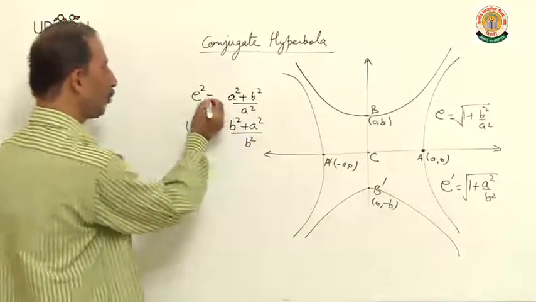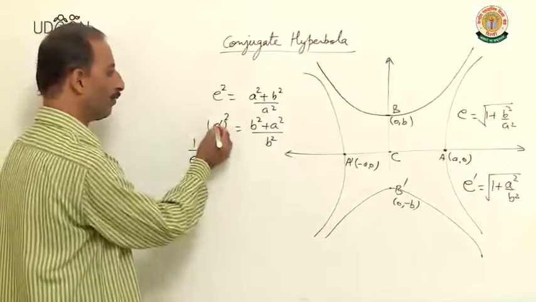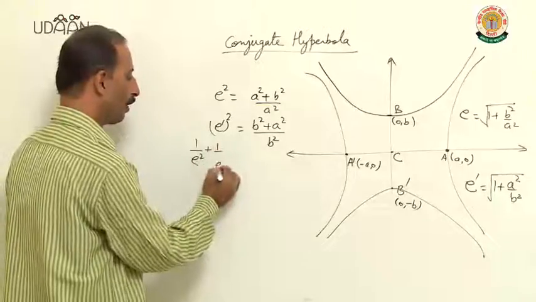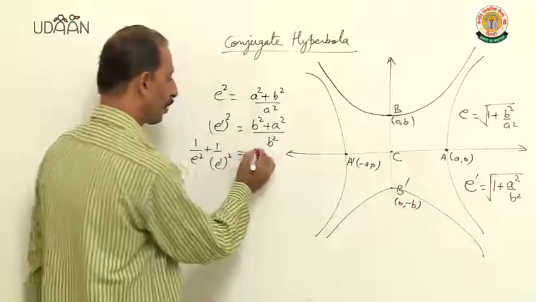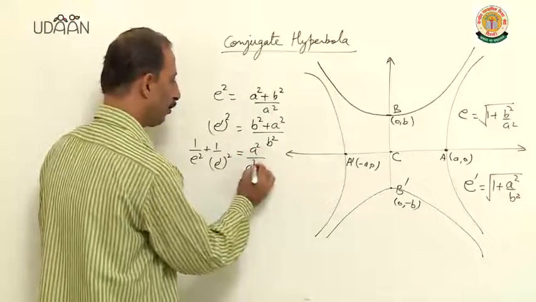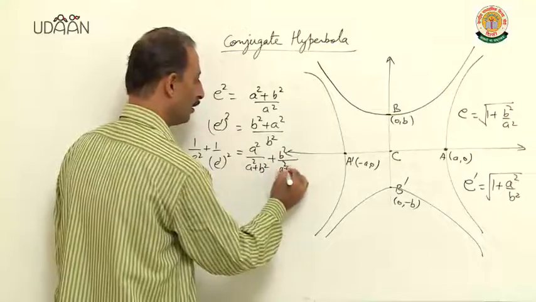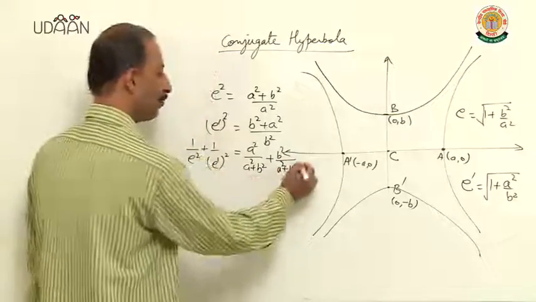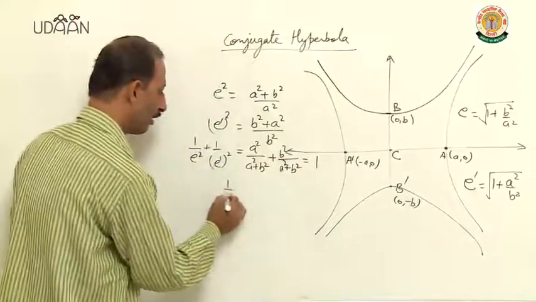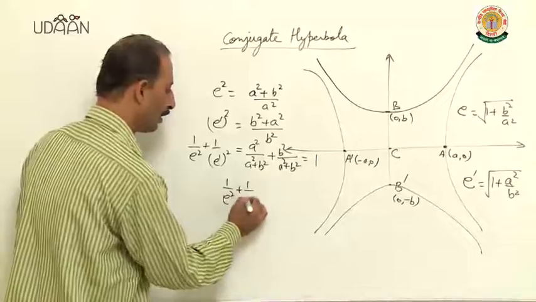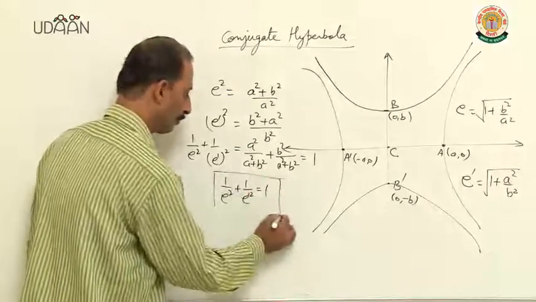If you take the reciprocal of E square, it becomes 1 upon E square, and the reciprocal of E dash square becomes 1 upon E dash whole square. Do the reciprocal of this also and then add. So how much are you getting after addition? See here, the denominators are the same as the numerator, so it will cancel, and it becomes 1. So this is the relation between the eccentricity of the hyperbola and the conjugate hyperbola.